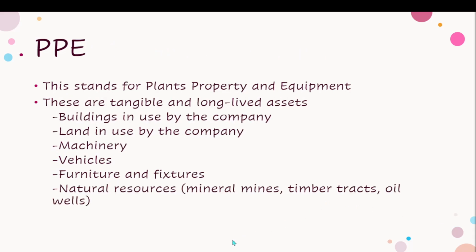So PP&E stands for plant, property, and equipment, and these are tangible and long-lived assets. So this could be buildings in use by the company, land in use by the company, machinery, vehicles, furniture and fixtures, or natural resources. So this could include mineral mines, timber tracts, or oil wells. It's going to vary a lot depending on what industry you're looking at. Obviously, if you're looking at a company like ExxonMobil, then you might see something like oil wells. And if you're looking at a tech company, then you're probably not going to see natural resources on there.